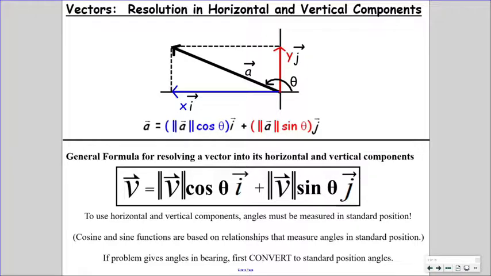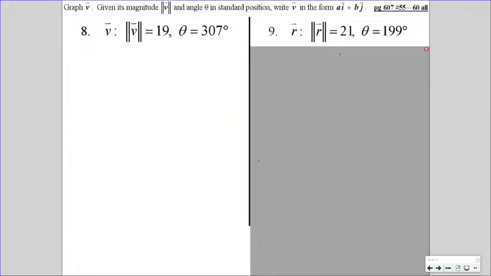Now, we're going to make one kind of note here. That theta value has to be in standard position. That is unit circle angle. So if you're given bearing, you have to convert the bearing into standard position first. Okay, so let's use that general formula here. We are lucky in these examples because we are already given the angle in standard position.